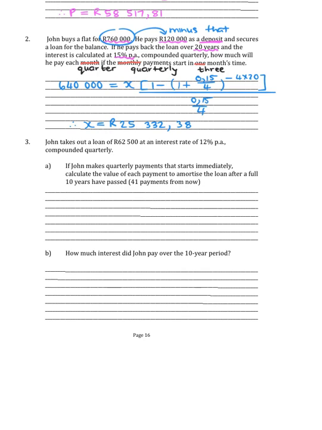All right, so here's a very interesting question that I just need to talk you through. So John takes out a loan of 62,500 Rand at an interest rate of 12% per annum, compounded quarterly. He makes quarterly payments which start immediately. So in this question, there is no 1 month gap. Calculate the value of each payment to amortize the loan, so to finalize the loan, to pay it off after 10 years have passed. So 41 payments from now.